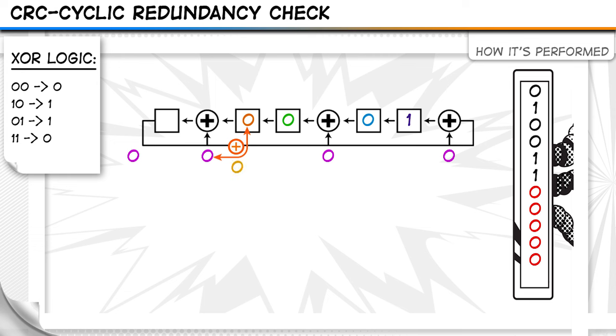The feedback 0 and the orange-brown 0 are XOR'd together, resulting in a 0 in the last bit. The green 0 simply shifts to the left because there is no feedback here. The blue 0 is XOR'd with the feedback 0, which results in a 0 in the left box. The dark purple 1 shifts to the left. Finally, the feedback 0 is XOR'd with the incoming 0, which results in a 0 in the last bit. We continue this process of shuffling our message down the register conveyor belt until we reach the end.